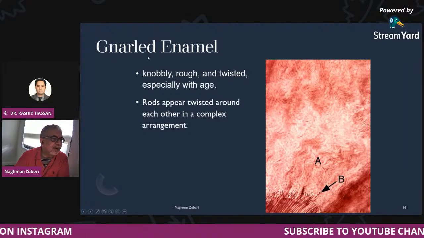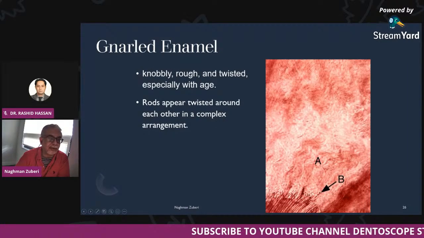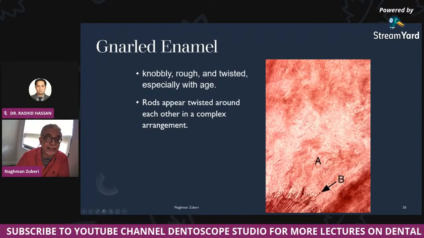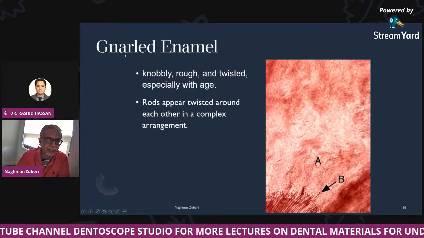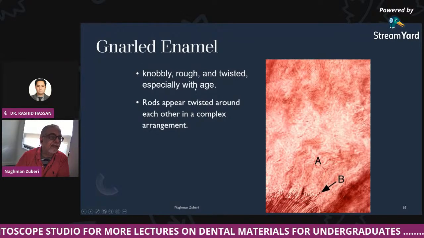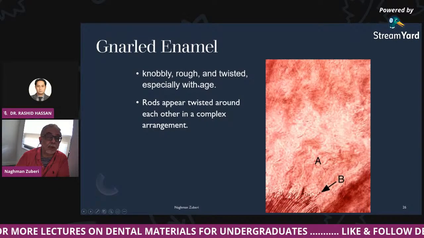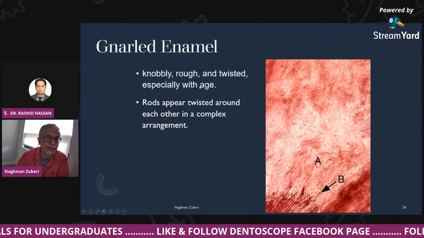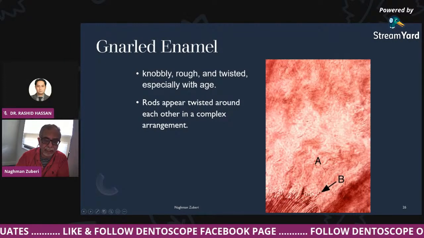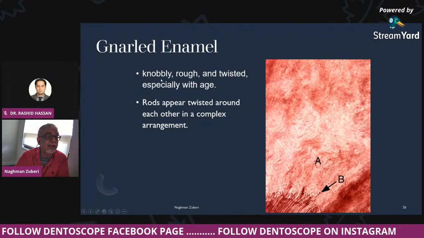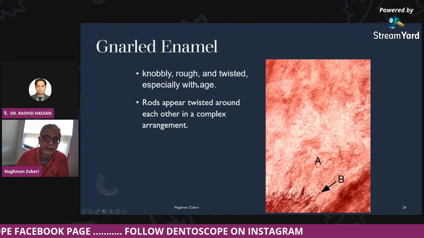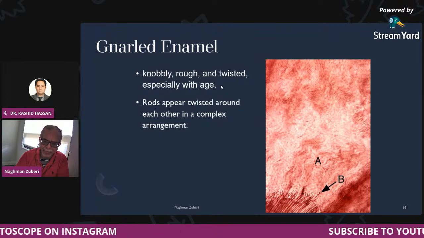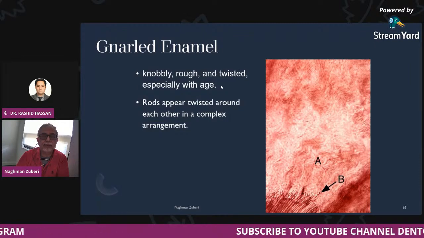The word gnarled means knobbly, rough, twisted, and that actually comes with age. This word was actually used for oak trees as they aged, and we adapted that word, which was used for gnarled oak wood.